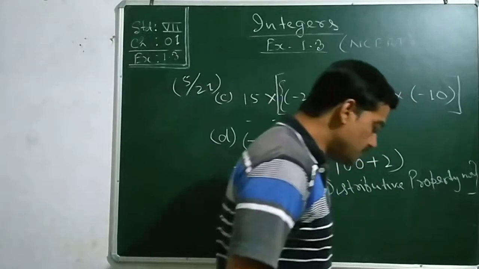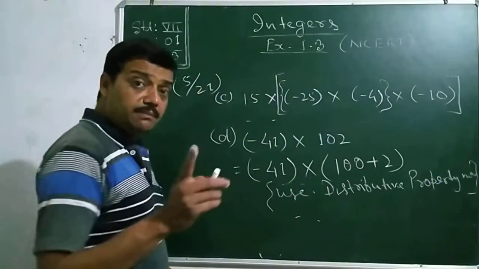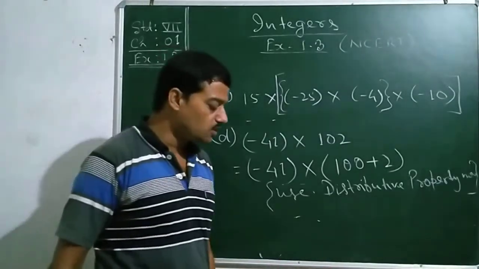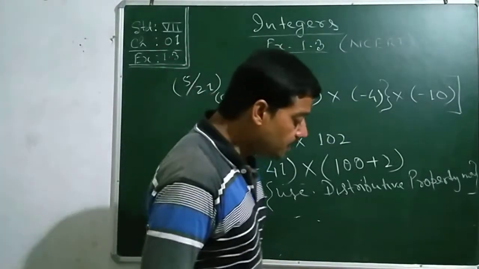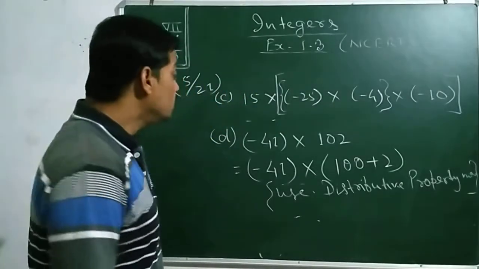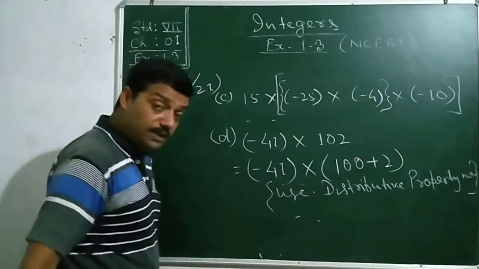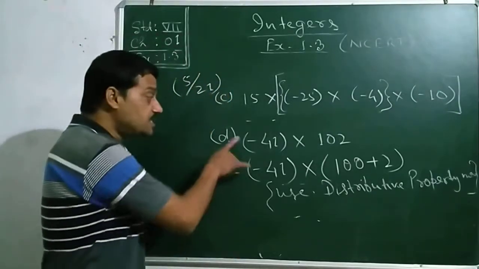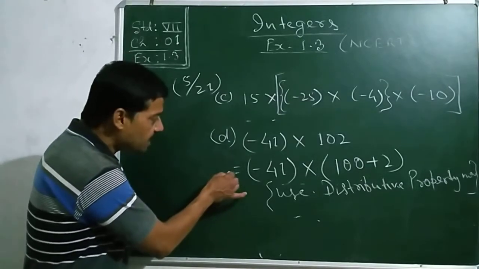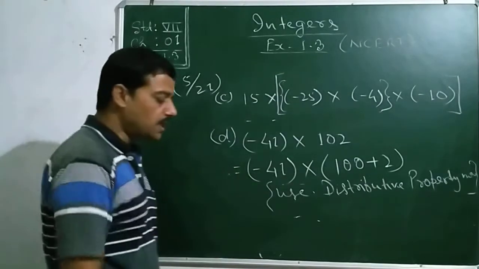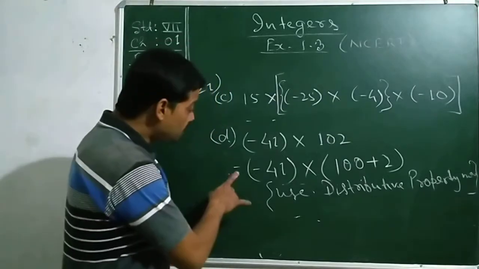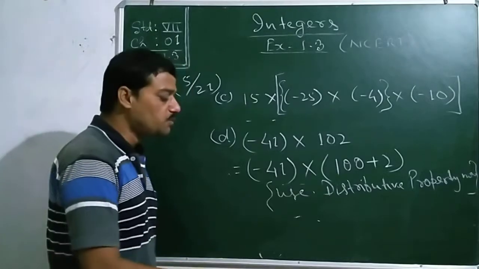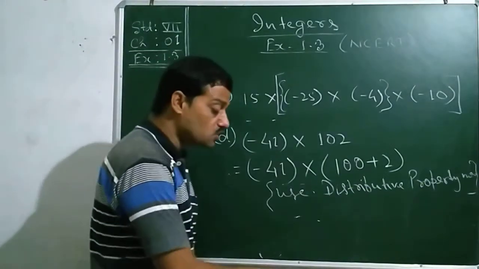In the E number sum, similarly distributive property is being used, so you will try yourself and you can do it very easily. In the F number, I have already explained the D number. F number is very similar to the D. If you look at the second step of D number, you can solve the F number. After that step, you turn to the distributive property. You need to use distributive property for the F number sum also.